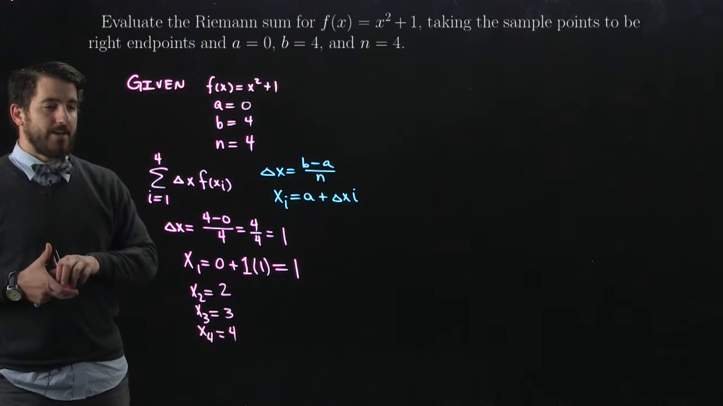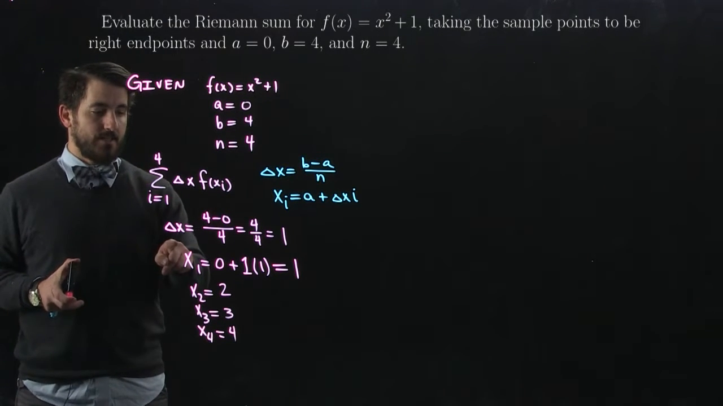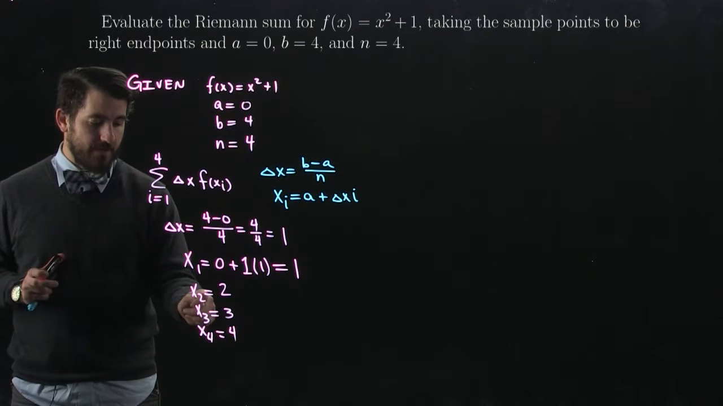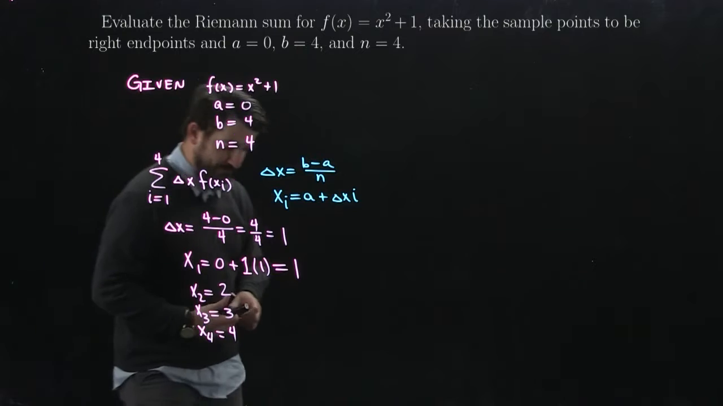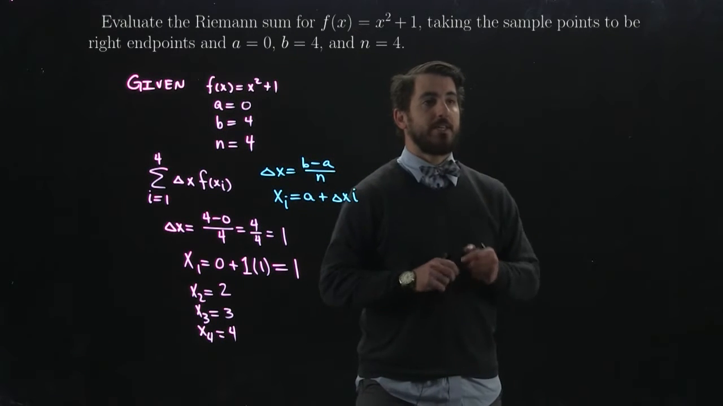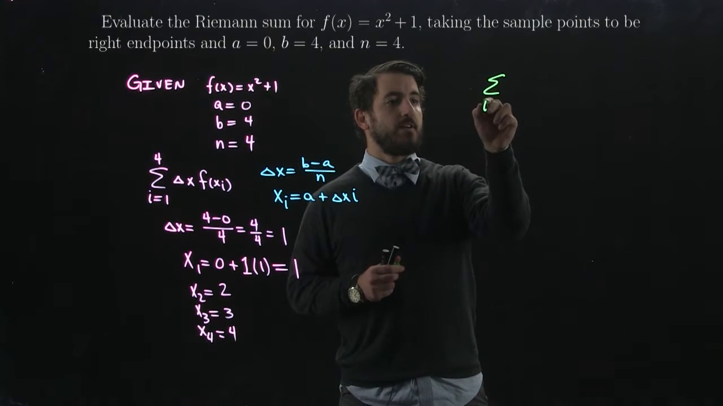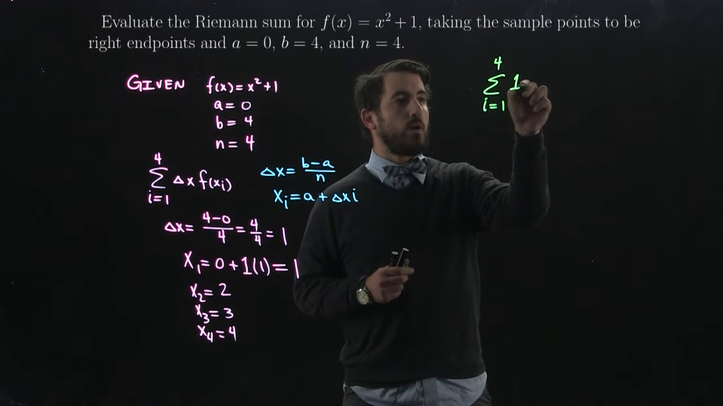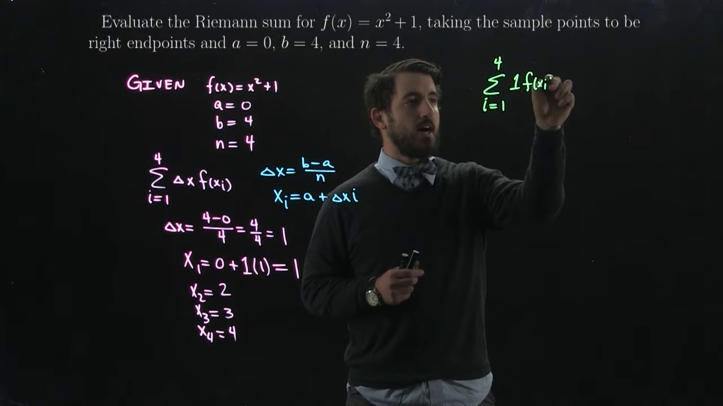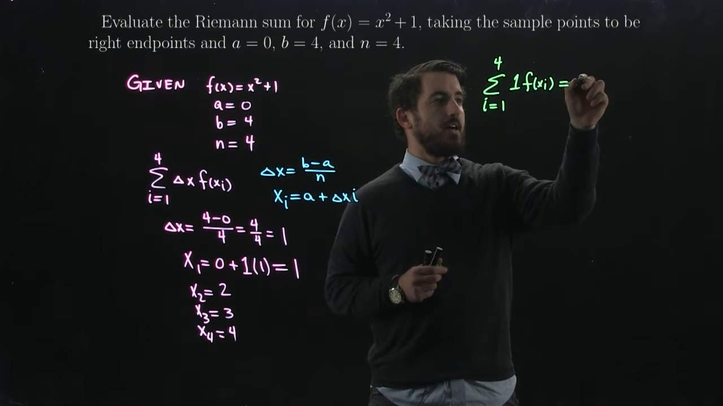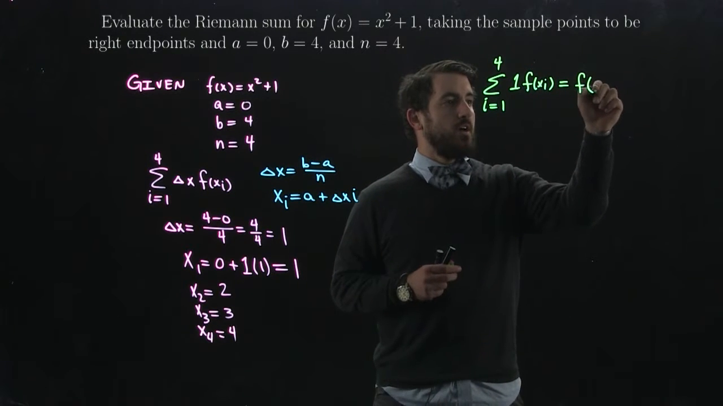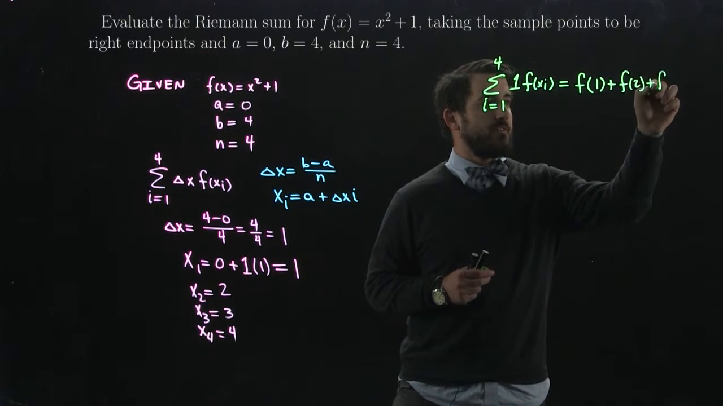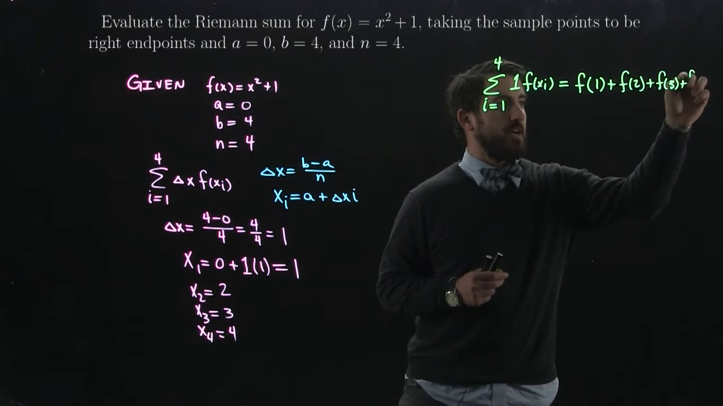So now I know what my delta x is, and I know what f of x1, f of x2, f of x3, and f of x4 is. So to continue on, we have the sum from i equals 1 to 4 of 1 times f of x_i, which is the same as f of 1 plus f of 2 plus f of 3 plus f of 4.